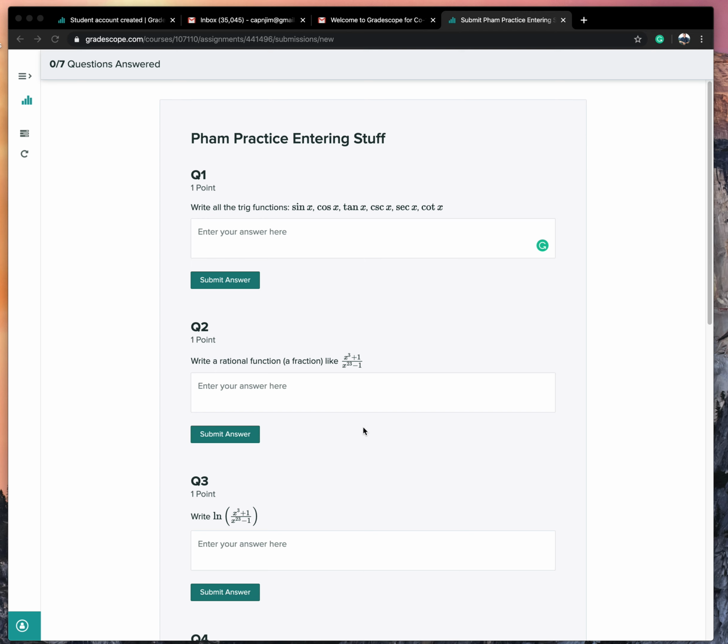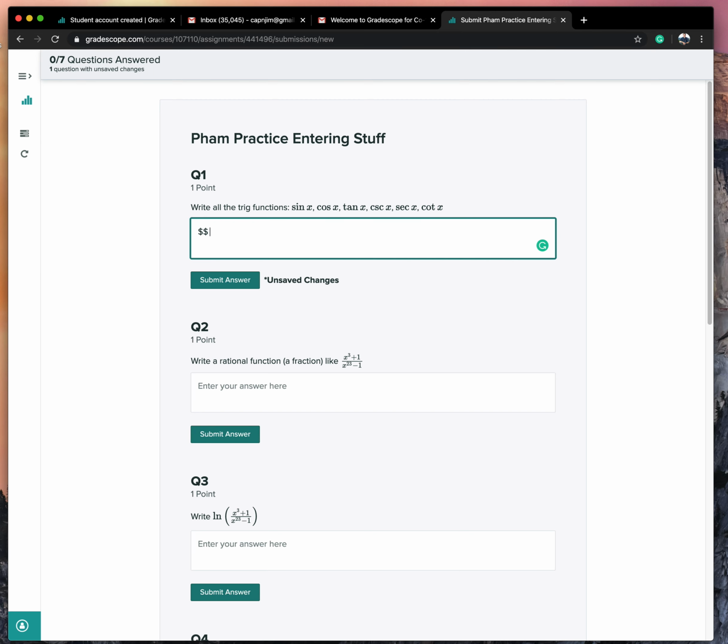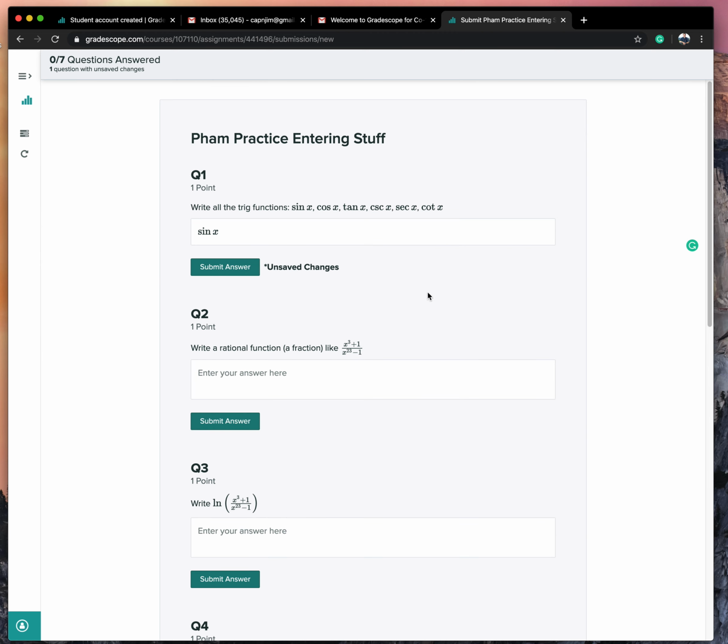This is the quiz I made up in Gradescope, so you can practice entering things using the mathematical typesetting program, essentially LaTeX. And here's how it works. First of all, anything that's math that you want to write in has to be in between double dollar signs. So if I want to write sine of x, I need double dollar sign, backslash, sine, space x, double dollar sign. And if I unclick, it should show it.